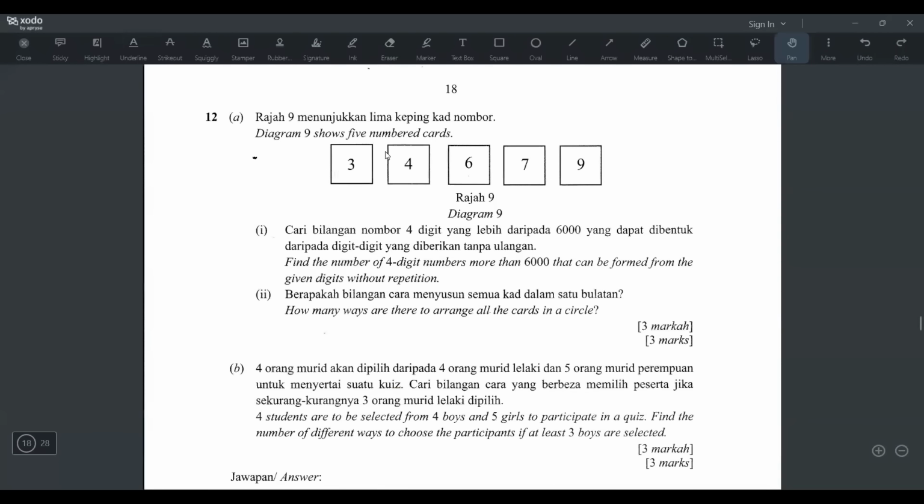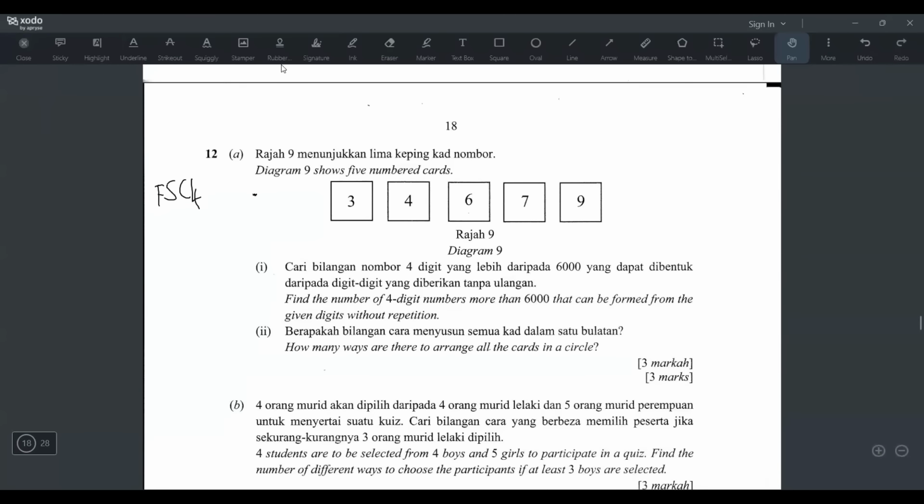Let's continue. Number 12 is definitely the permutation and combination, so it's Form 5, Chapter 4. Diagram 9 shows 5 numbered cards: 3, 4, 6, 7, 9. Question 1: find the number of 4-digit numbers more than 6,000 that can be formed from the given digits without repetition. So I'm just going to do the A1 up here. There are 5 number cards, but you're only forming 4 digits, so I will only draw 4 slots.